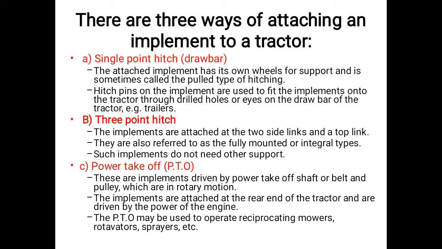There are three ways of attaching an implement to a tractor: single point hitch attached to the drawbar, and 3 hitch attached at the two side links and a top link, also referred to as fully mounted or integral types. They do not need support. When they are attached, they don't require any other support. So we also have power takeoff. These ones are used for rotation or to run. They use power from the engine.